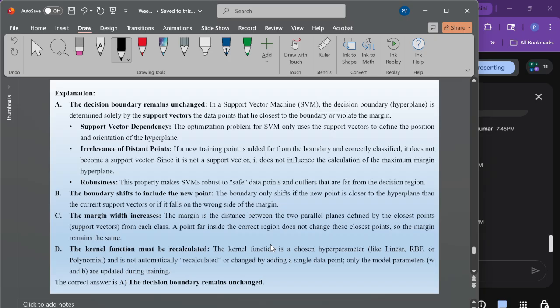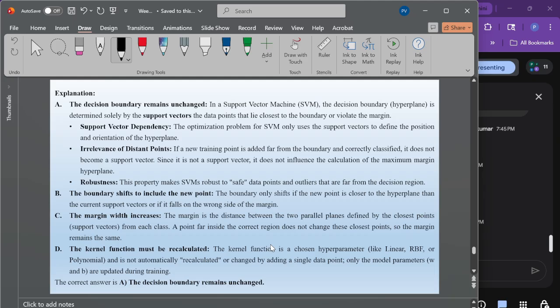So the correct option is option A. Let's see the other options as well. The boundary shifts to include the new point. The boundary only shifts if the new point is closer to the hyperplane than the current support vectors, or if it falls on the wrong side of the margin. Otherwise it will not shift.